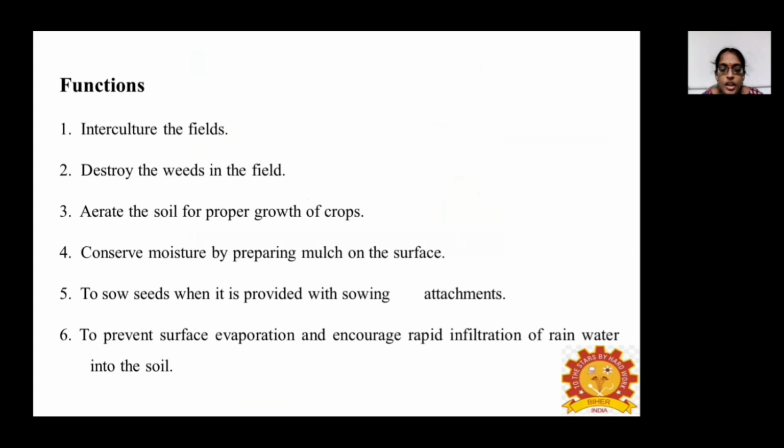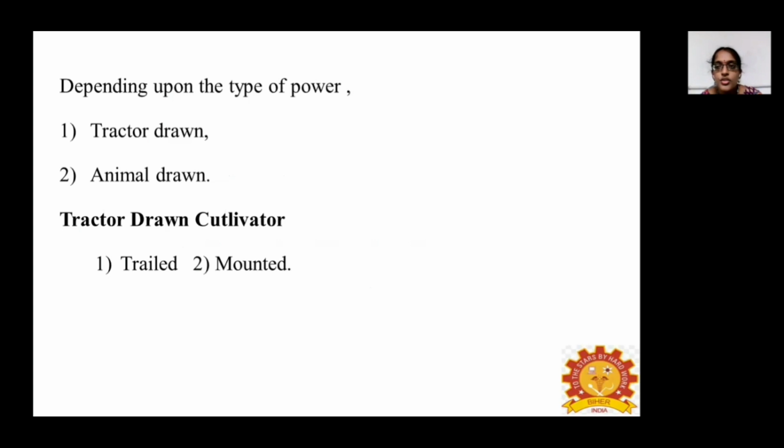Intercultural operation is mainly used to destroy weeds and aerate the soil for proper growth of the crops and to conserve moisture. At the same time, if you attach sowing implements, it will help to sow the seeds also. And it will help to prevent surface evaporation and rapid infiltration of the soil. Next is animal drawn and tractor drawn. If the power supply for the implement is from a tractor, it is known as tractor drawn, and if the power is from an animal, it is known as animal drawn.